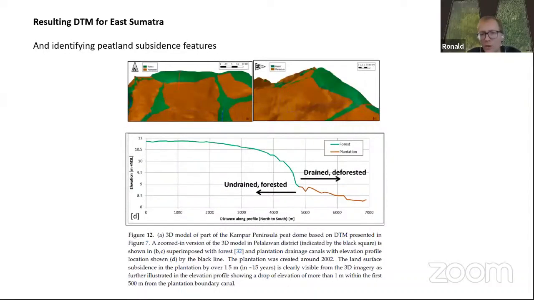And going into more detail, it also allows us to identify large-scale land subsidence features, as is illustrated here for the Kampar Peninsula, a peat dome which is partly forested and partially a pulp plantation, where you can see where the plantation is drained, you'll see a large drop in surface elevation.